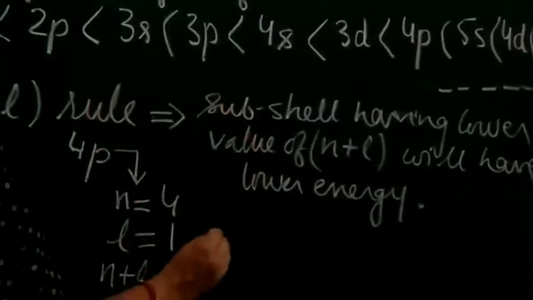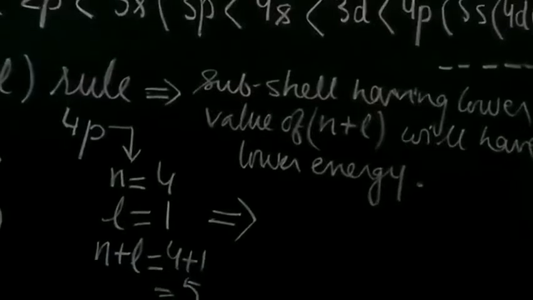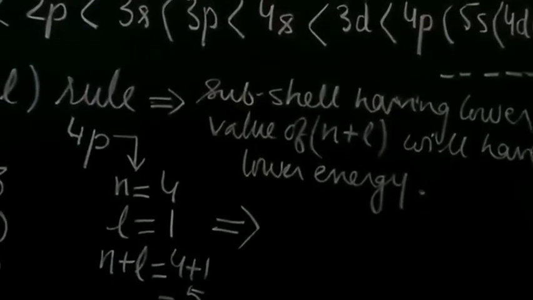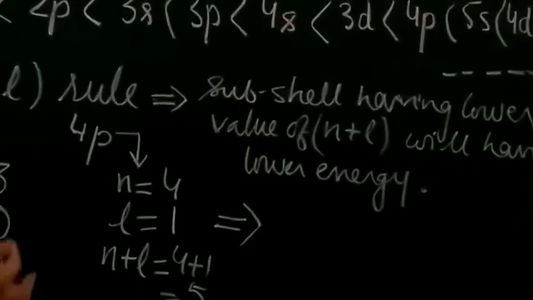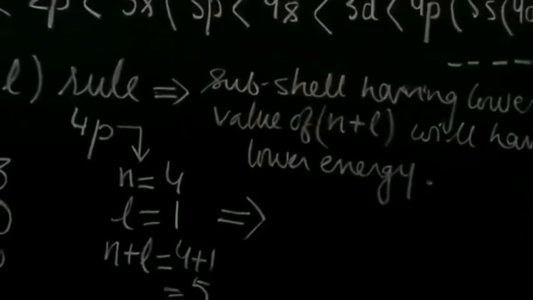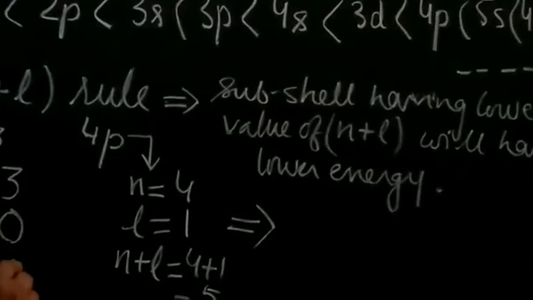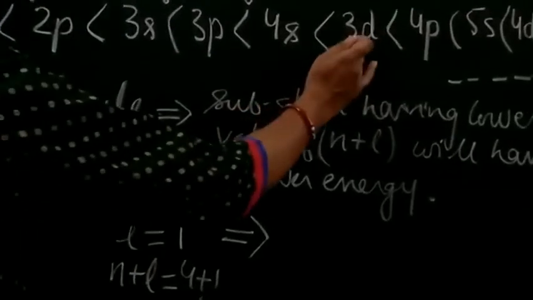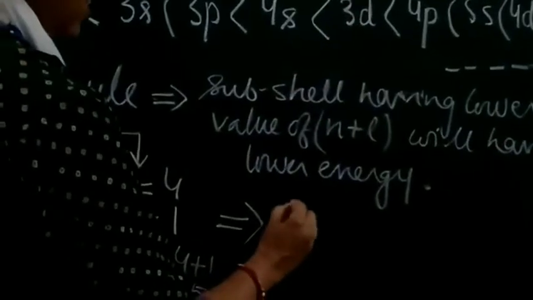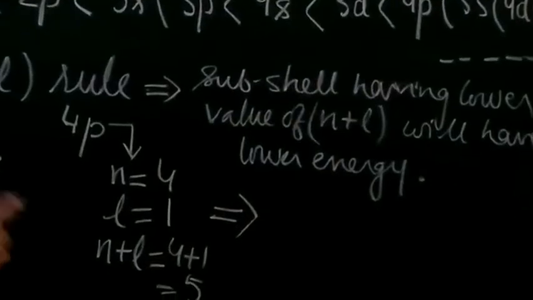Now the second part. It is also possible that for two subshells, the value of n plus l comes out the same, right? It is possible that two subshells have the same n plus l value. Now here we can consider 3d, and we will consider 4p.